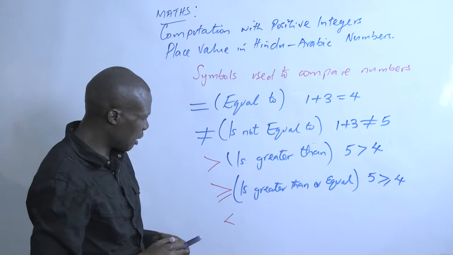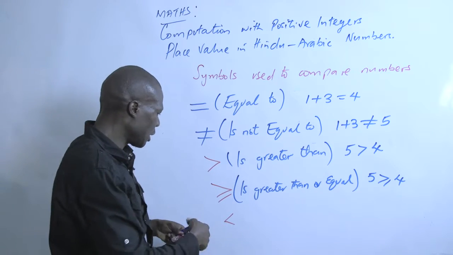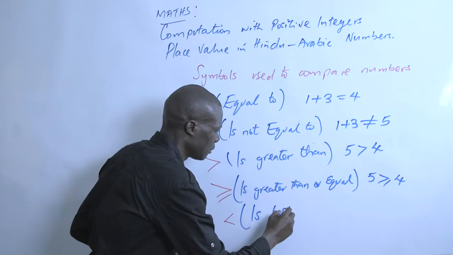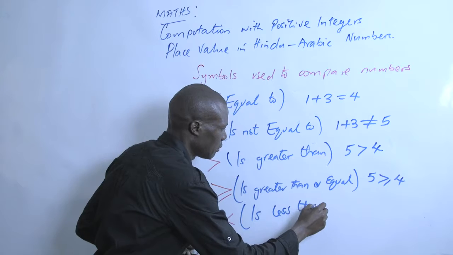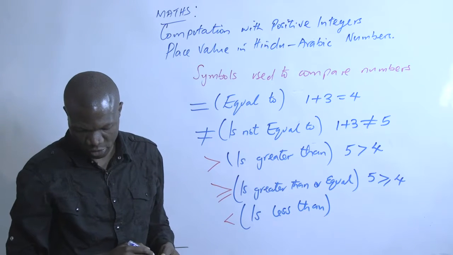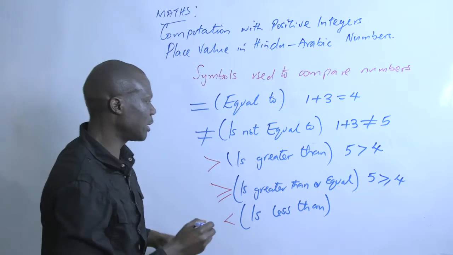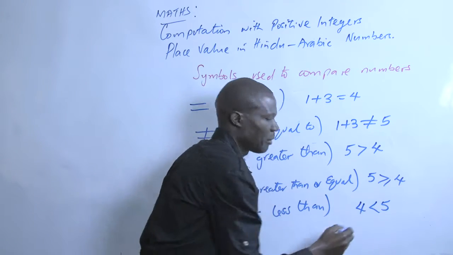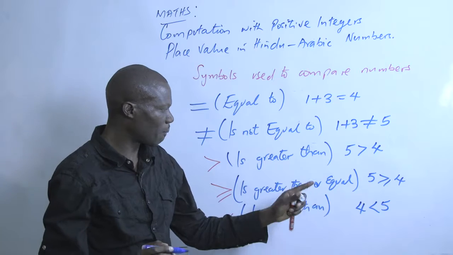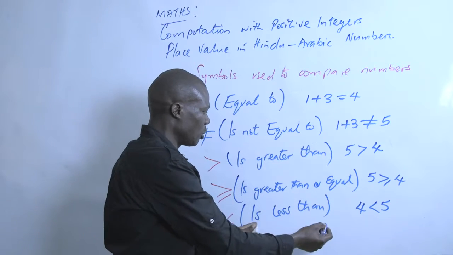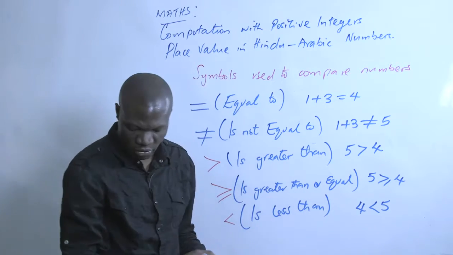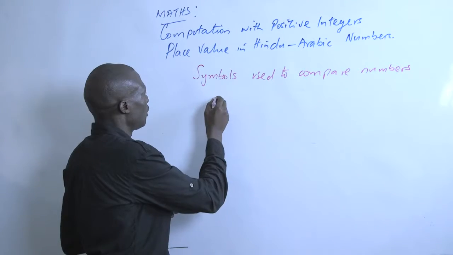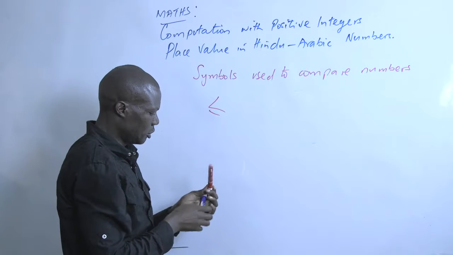The next symbol stands for is less than. We can say that 4 is less than 5. That's true. We don't need to use the whole statement. We only use the symbol. Other signs include less than or equal to.